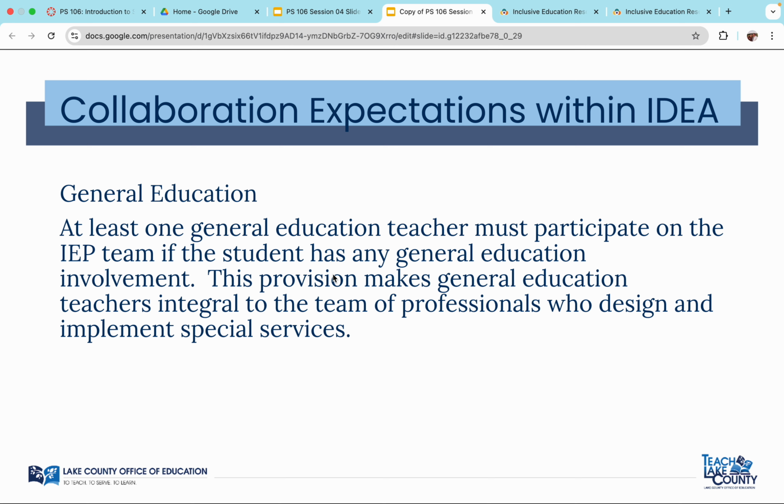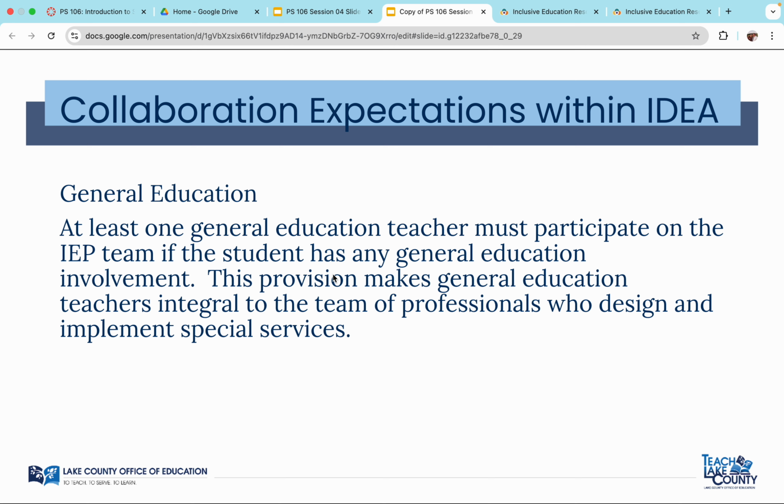Collaboration expectations with general education. At least one general education teacher must participate on the IEP team if the student has any general education involvement. This provision makes general education teachers integral to the team of professionals who design and implement special services. I myself work in a classroom where I have students who don't have general education teachers a lot of the time. I do have some kids who are in integrated classrooms.